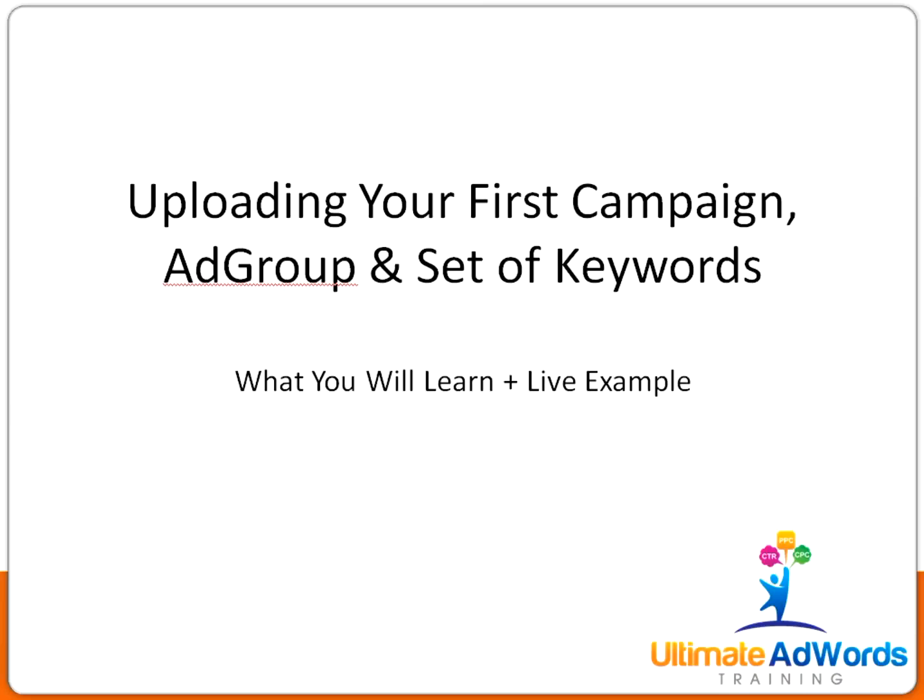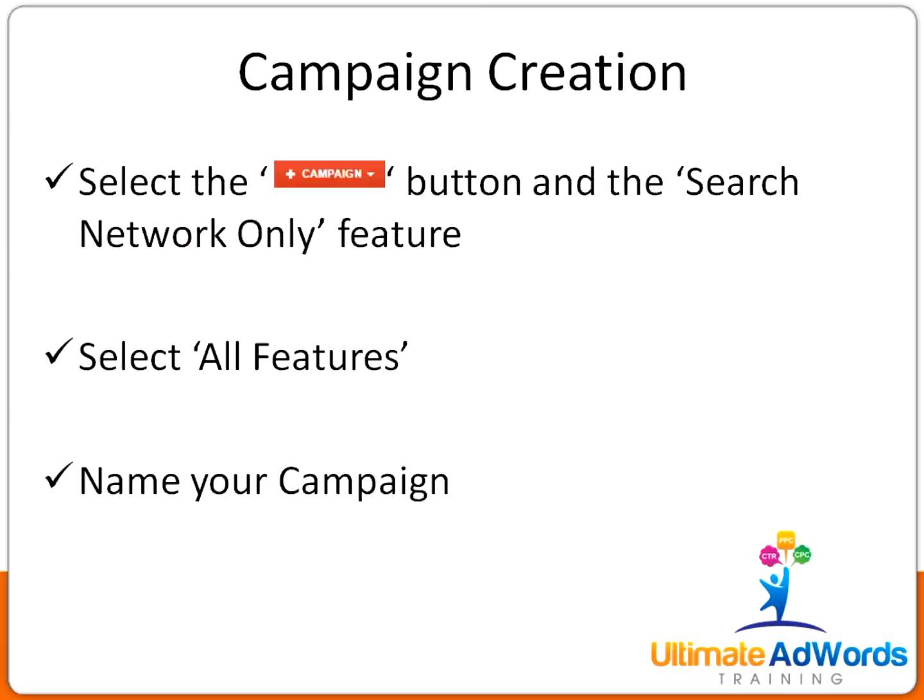So if we dig into the content of this video, first of all we need to create the campaign itself. We do that by selecting the plus campaign button and selecting search network only. Once we're in that screen, we're going to be selecting all features and then naming our campaign.